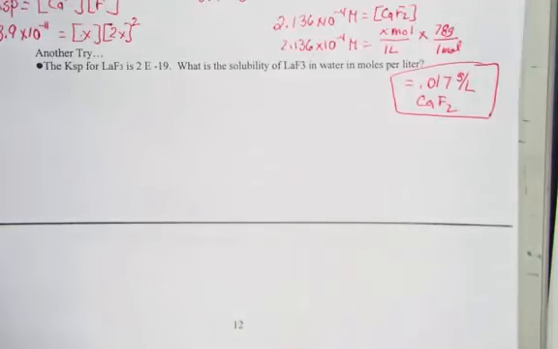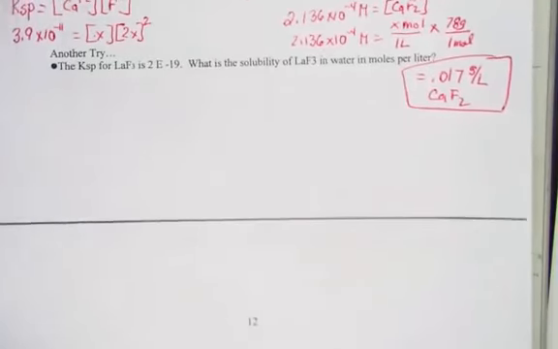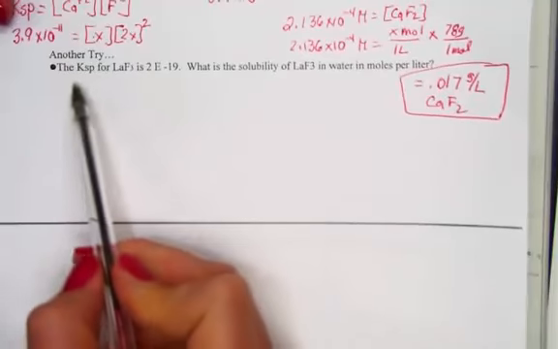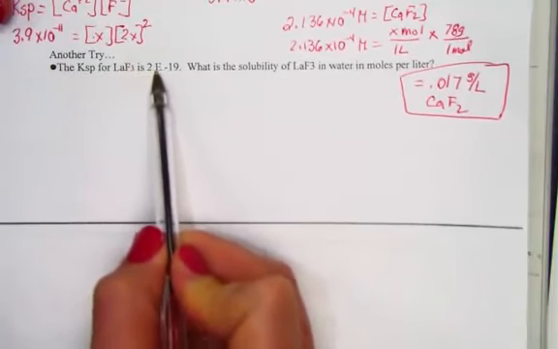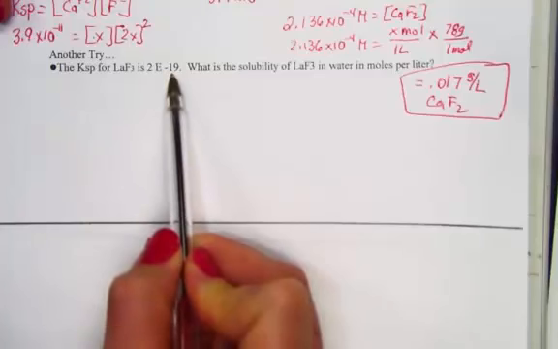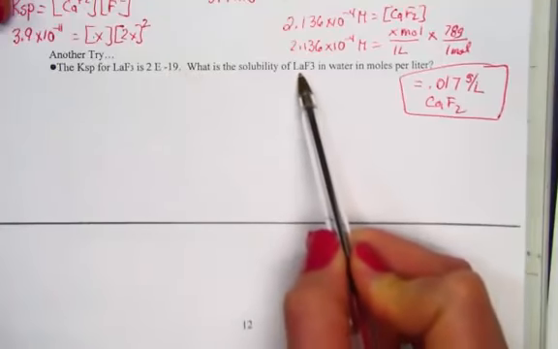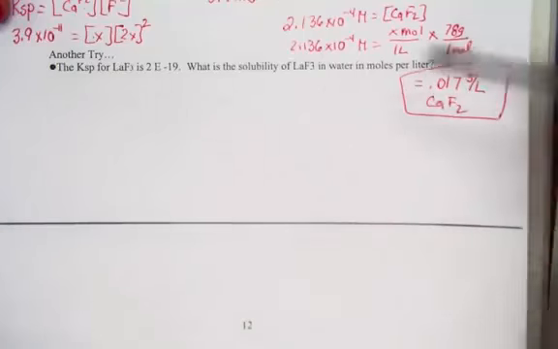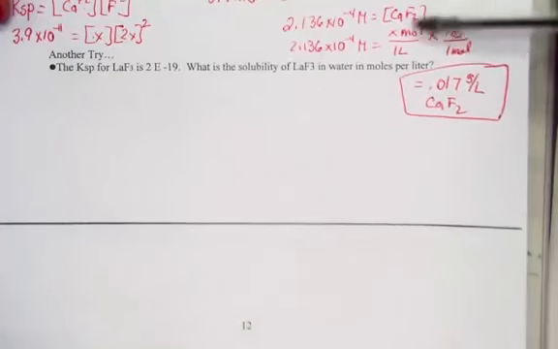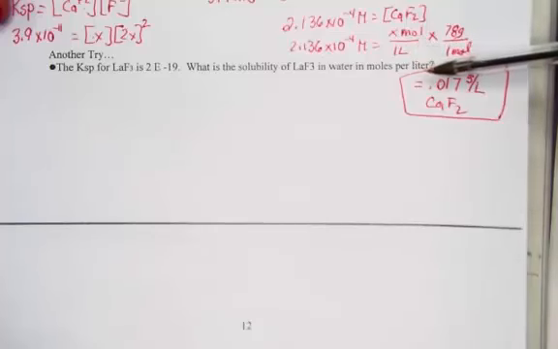The last problem we will work will complete our note pack. Another try. The KSP for LaF3 is 2 times 10 to the negative 19th. What is the solubility of lanthanum fluoride in water in moles per liter? So up above we had to do grams per liter. Here we're doing moles per liter. That's what molarity is defined as.